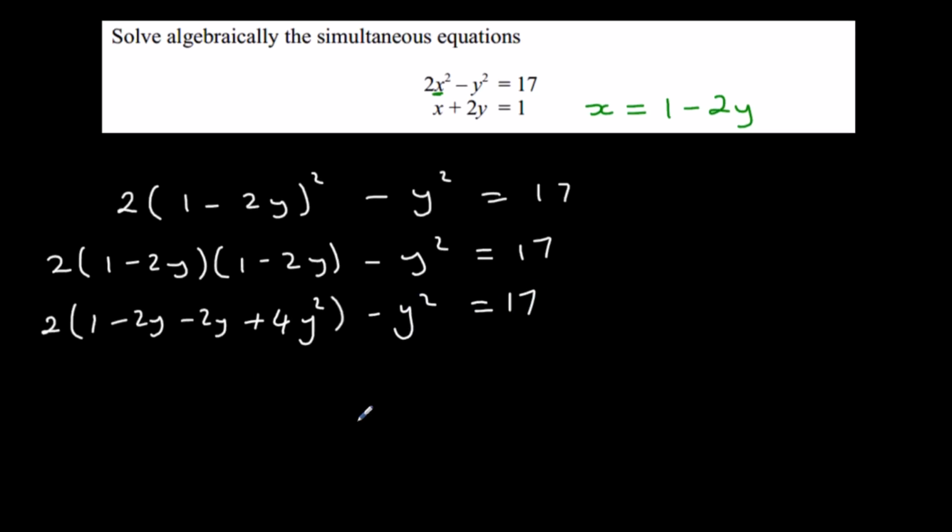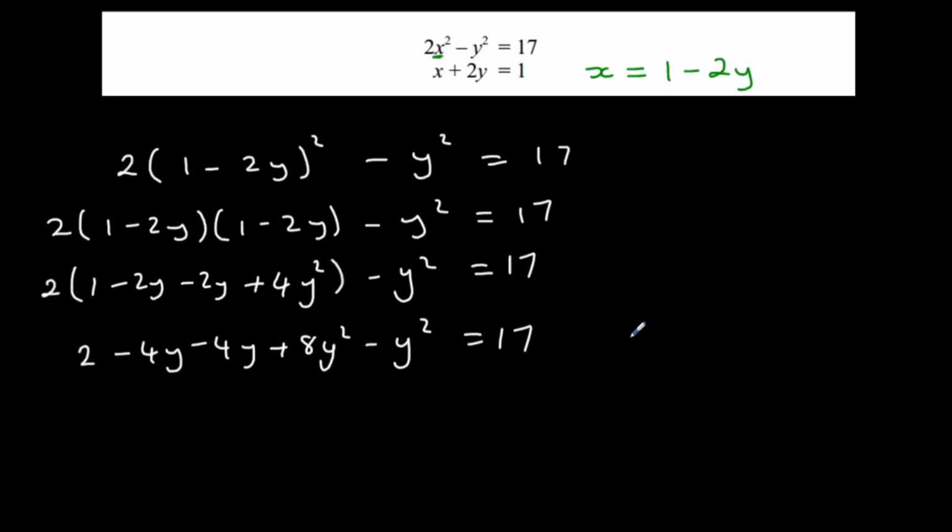Let's expand the brackets. So 2 times 1 is 2. 2 times negative 2y is negative 4y. 2 times negative 2y is negative 4y again. 2 times 4y squared is 8y squared. And now collect the like terms. So for the y squareds, I've got 8 of them, take away 1 of them. So 7y squareds. Minus 4y minus another 4y is minus 8y. And I've got 2 equals 17.